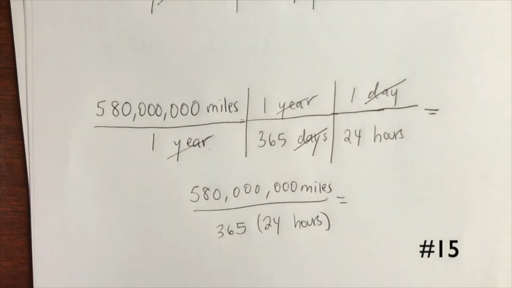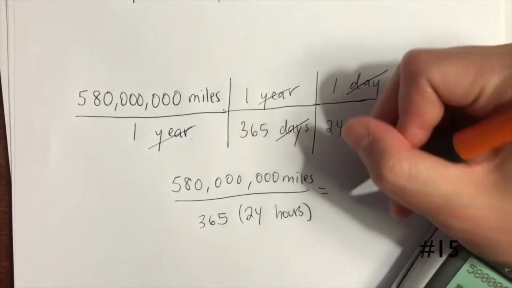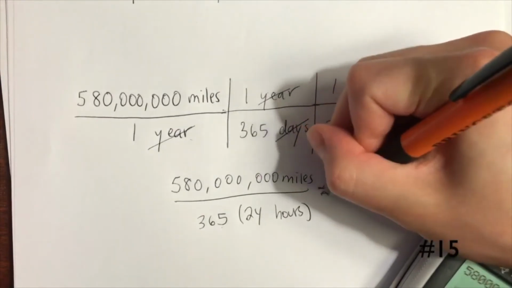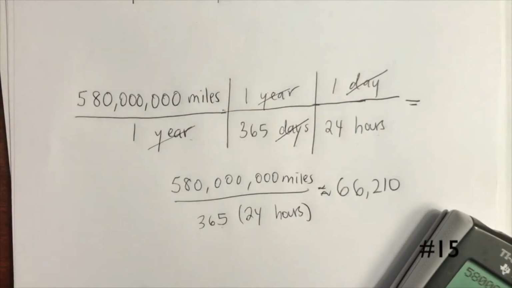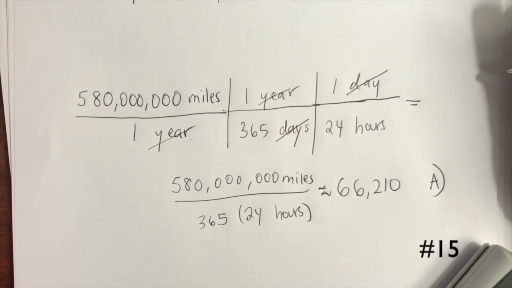So then, after you plug it into your calculator, your result will be approximately 66,210, and that corresponds to answer choice A, which is approximately 66,000 miles per hour.